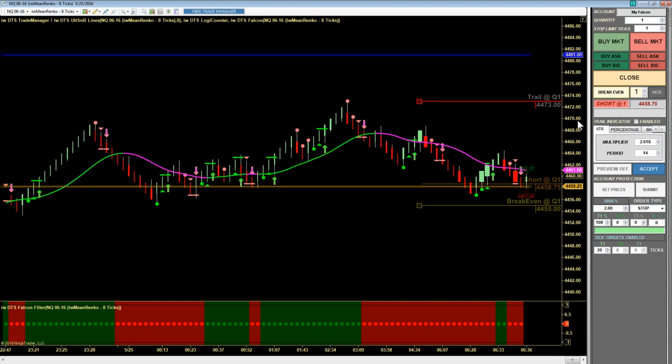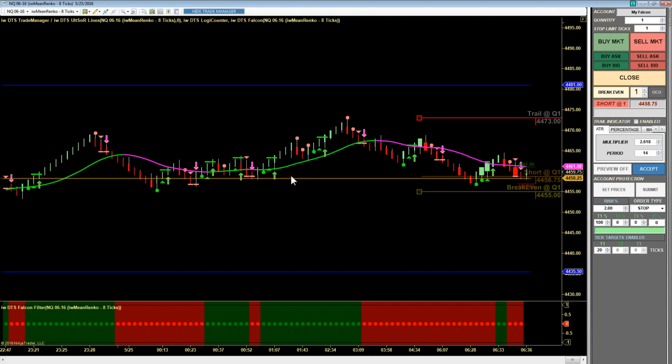What we've got, as I said, 21 lines. These three lines that you see right here kind of set the tone for the day. The gold line is the median line. It's right in the middle of the mix. The blue line above is primary resistance. The blue line below is primary support. Once the market gets beyond these lines, if it gets above here, it's going to tend to be a bullish day. If it gets below here, it's going to tend to be a bearish day.